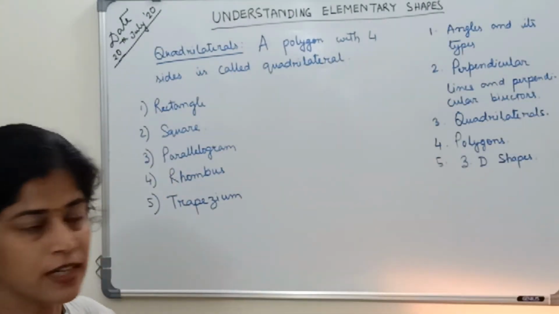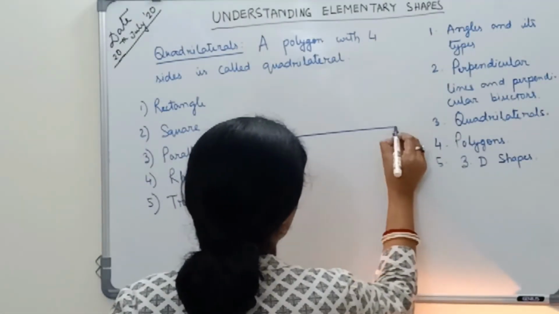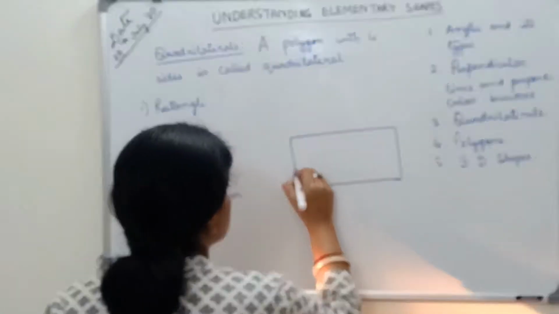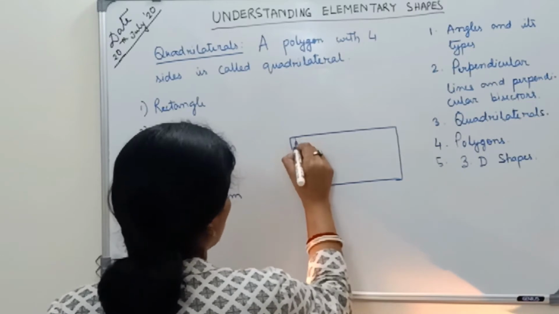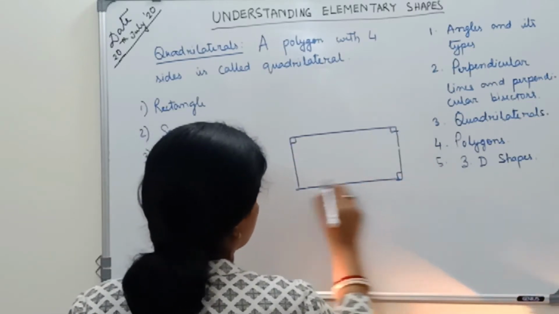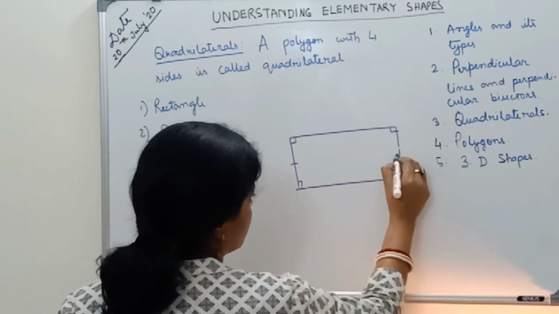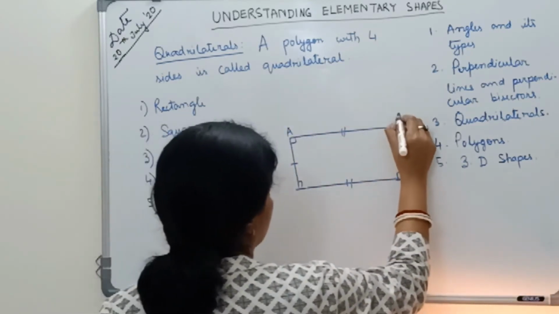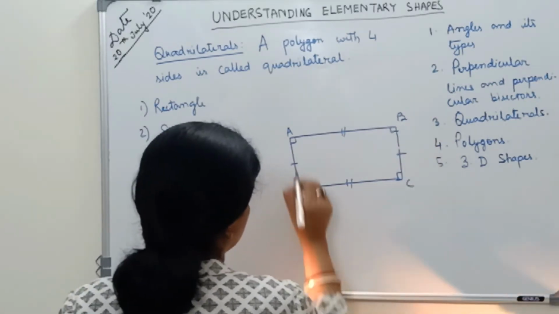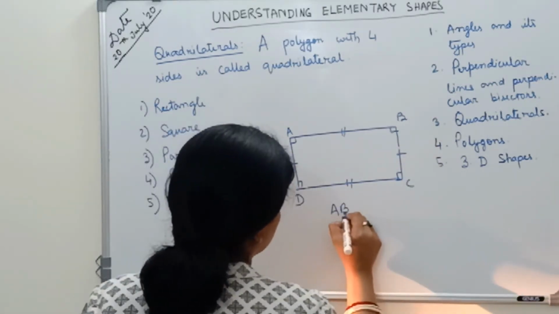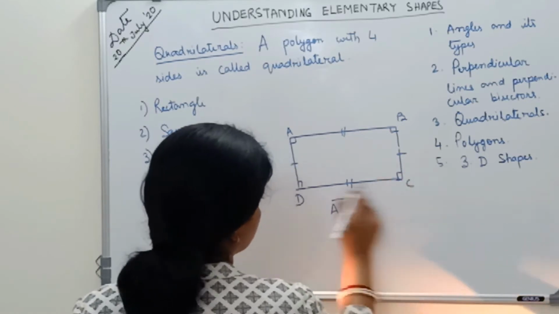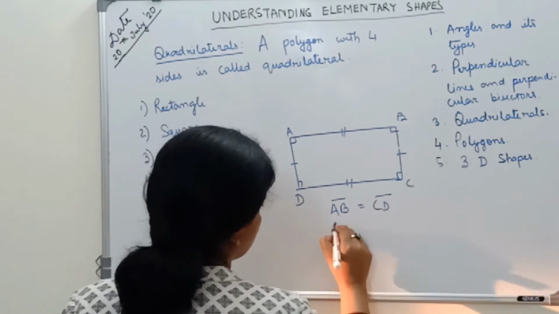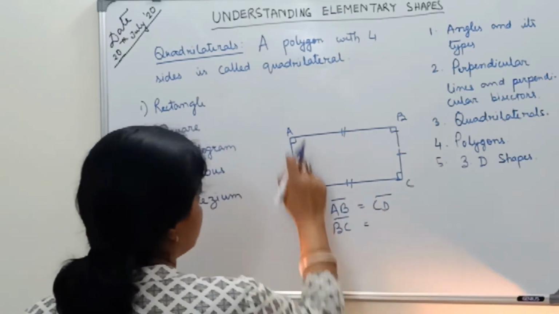So what is a rectangle? It has 2 pairs of parallel sides. All the angles should be 90 degree, and this side should be equal to this side, and this side should be equal to this side. If I name it A, B, C, D, then side AB should be equal to side CD, and side BC is equal to side DA.